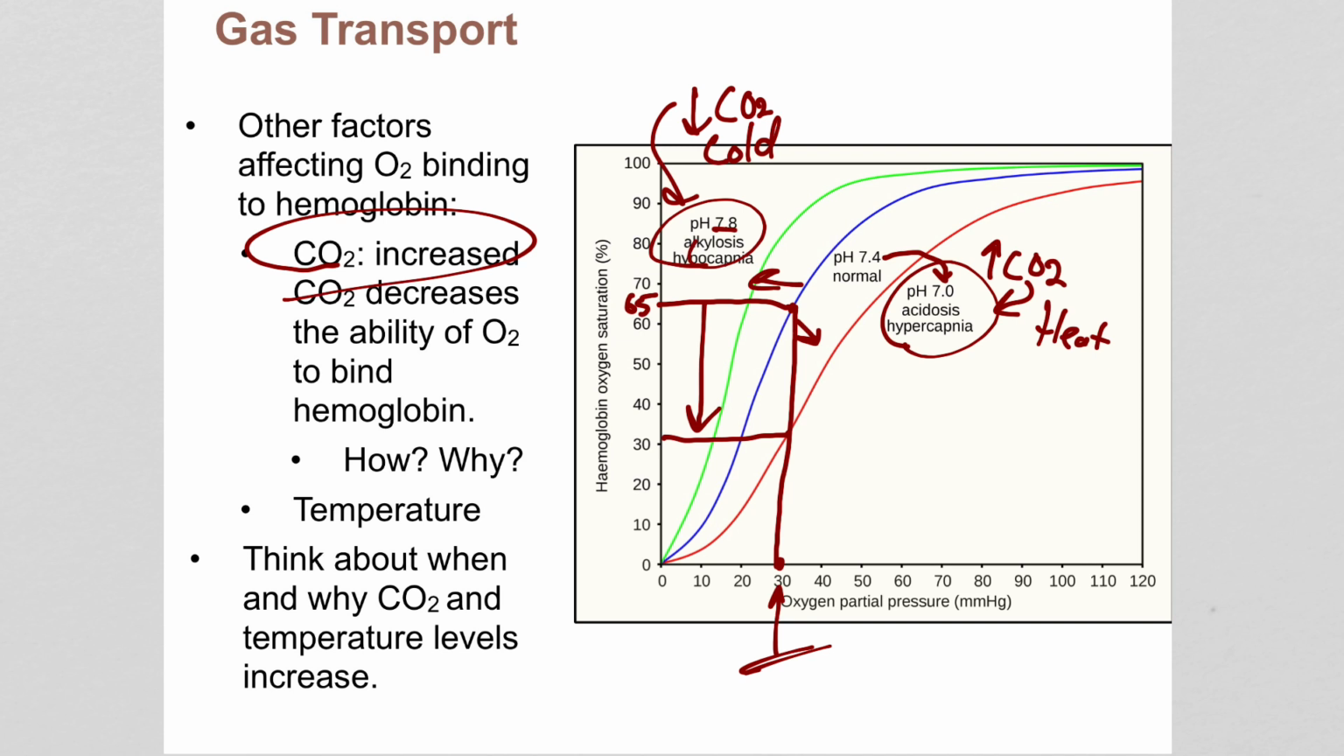That's perfect, because the place where you're most likely to be cold and have low CO2 is the lungs. Saturation goes up. The place where you're likely to be hot and acidic and have a lot of CO2 is in an exercising muscle. Perfect. Saturation goes down. That's actually a good thing because it means that hemoglobin is letting go of more of the oxygen for the muscle to actually use.